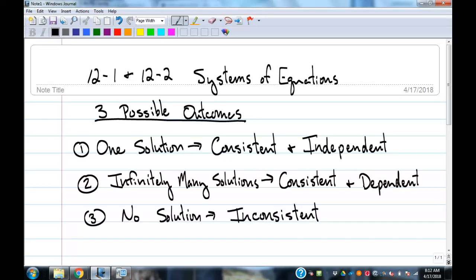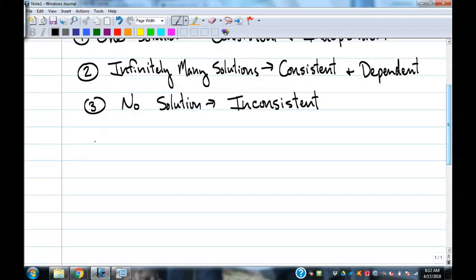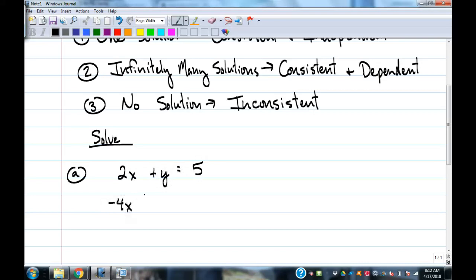So let's get into some examples. And we want to solve. Let's get this one. 2x plus y equals 5. Negative 4x plus 6y equals negative 2. There's a system of equations.